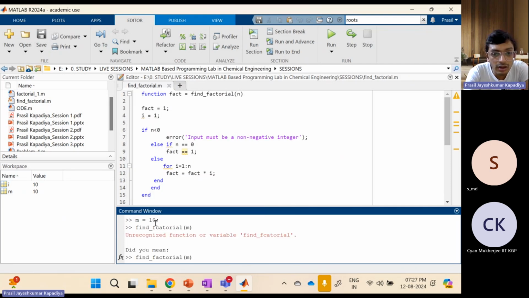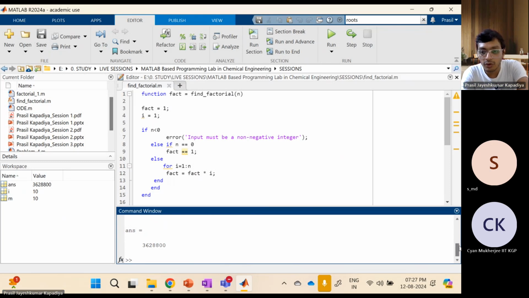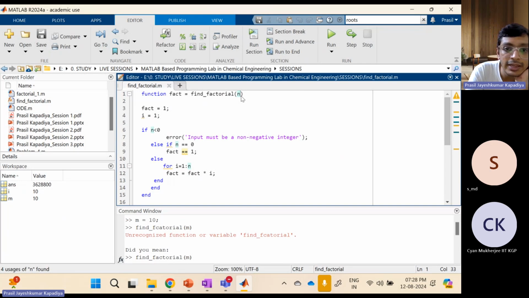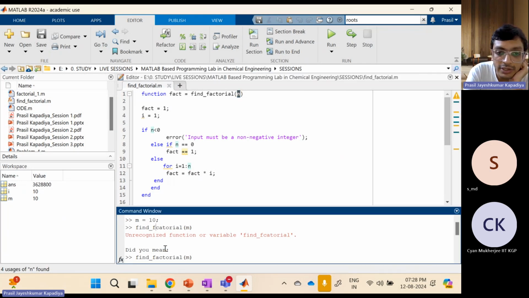It has recognized now. So see here, what is the name of the variable? It is n here in my definition. But here, when I want to execute it, I have written it m. So what it does, it takes m as n and does this calculation. It's not required that if you are taking n here, I should also take m here. I can take any variable.